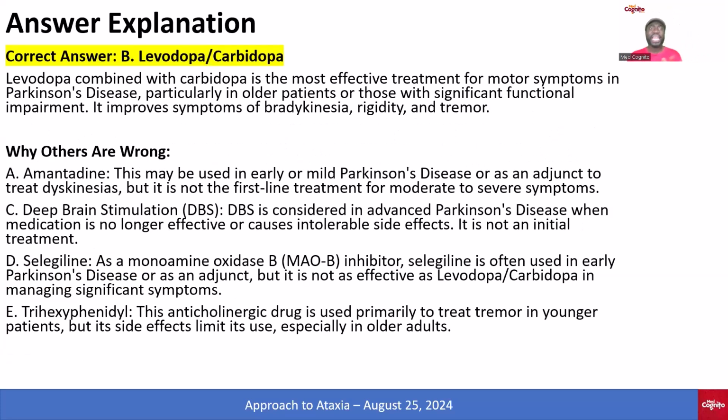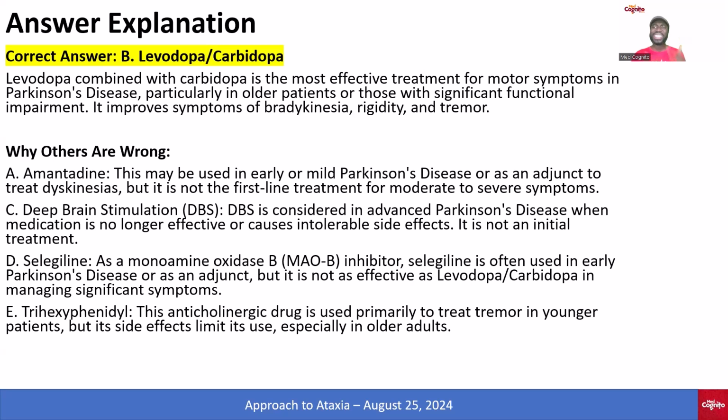Now, why? Levodopa carbidopa, so please take note of this, is the most effective treatment for motor symptoms in Parkinson's disease, particularly in older patients or those with significant functional impairment. Now, it improves symptoms of bradykinesia, rigidity, and tremor. That's why you give levodopa carbidopa, right?